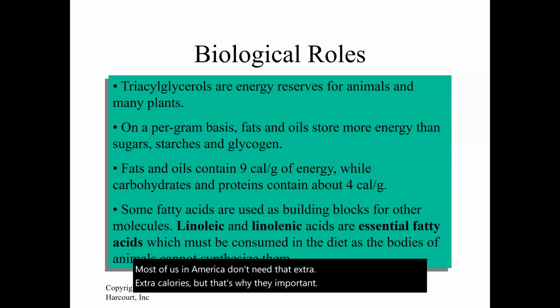Especially when there's a program in poor countries where kids are starving, and they'll give them concentrated fats like peanut butter to keep them from starving, because there's so much energy in fats and oils.